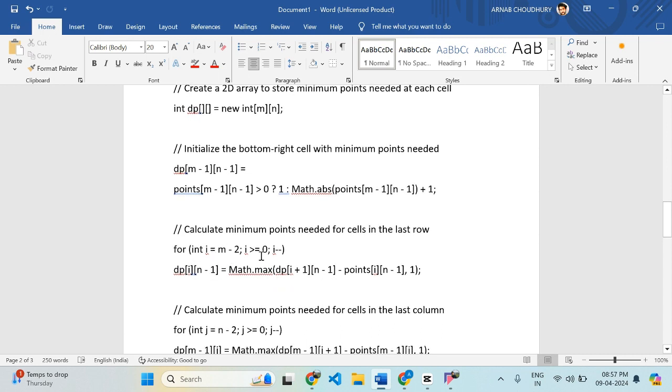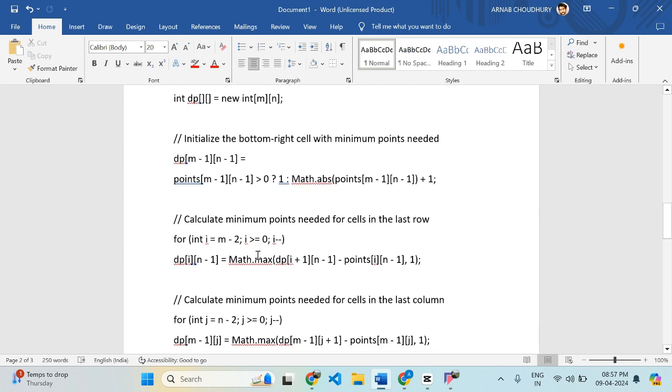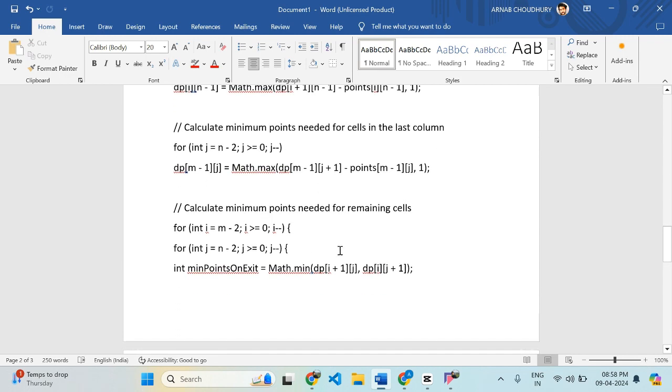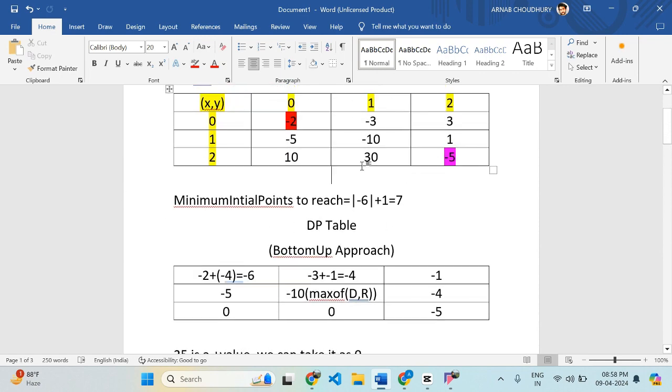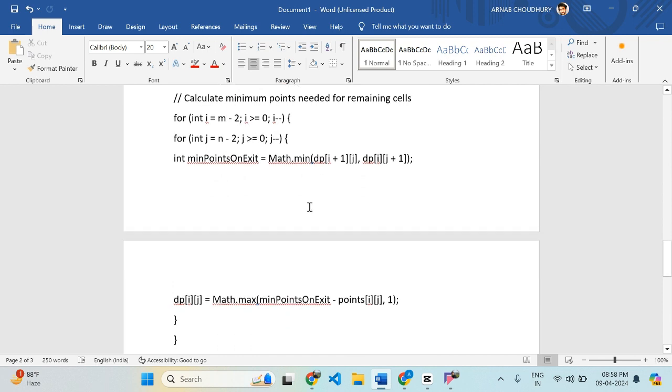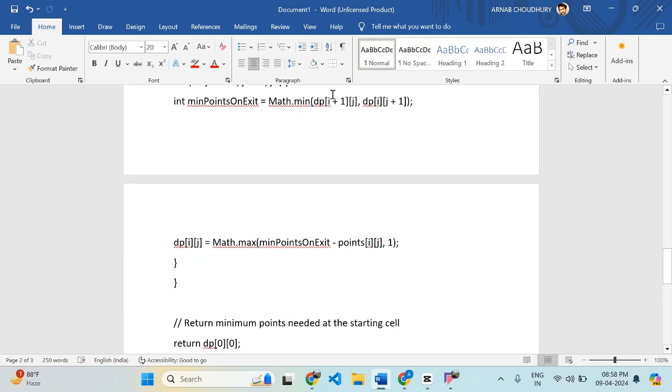So that's how we are calculating for the last row, and for the row we are using an i loop with m as the number of rows. For the last column we are doing a similar approach of Math.max, taking the maximum of the adjacent and the down value, using a j loop, and the j loop is also doing a calculation for the last column, taking the Math.max of these two things. Lastly, for the remaining cells which have not been calculated, we are using Math.min of dp[i][j+1] and dp[i+1][j], and we are storing the minimum formula using Math.max of the exit points minus points.